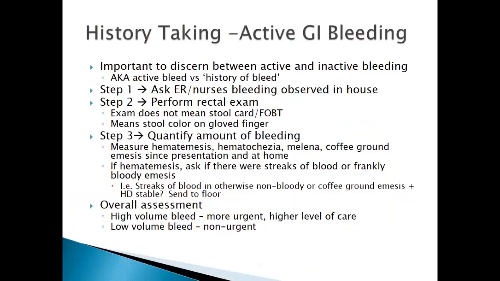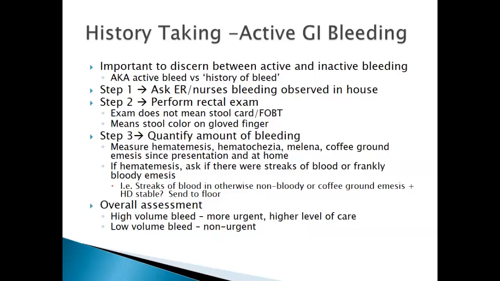Specifically, active bleeding versus a history of GI bleeding, because then you can sort of triage them differently. So what I would say is step one, you ask the ER, you ask the nurses if they've observed any bleeding in-house. Step two, you perform a rectal exam. And like I said, the exam does not mean the stool card. It's generally just what's on your finger. So if there's nothing on your finger, then there's no overt bleeding evidence on the physical exam. Obviously, unless it's been observed from the other end, vomiting.